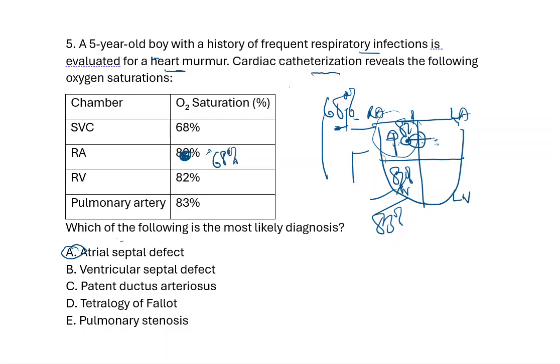So for instance, let's say the question says the right atrial saturation is 68%, but the ventricular one is increased. Then this could be a case of what? Ventricular septal defect. So let's say this one is also 68%, but now the pulmonary artery is 83%. Then that is going to be what? Patent ductus arteriosus.